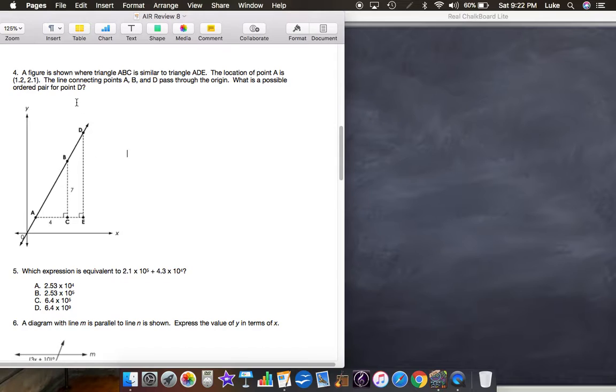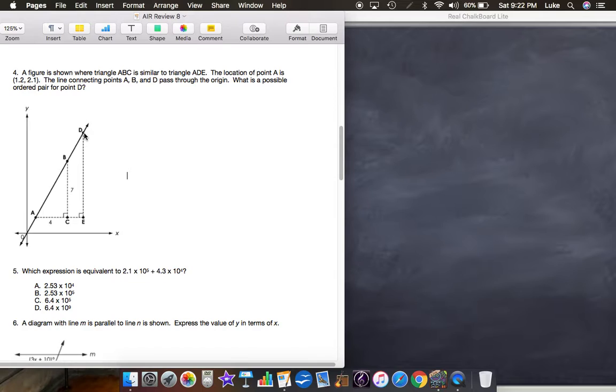So it tells us the lines connecting A, B, and D, those are points A, B, and D, pass through the origin. That's at 0, 0. That's also pretty important to remember. So it's asking us what is a possible ordered pair for point D way up here.